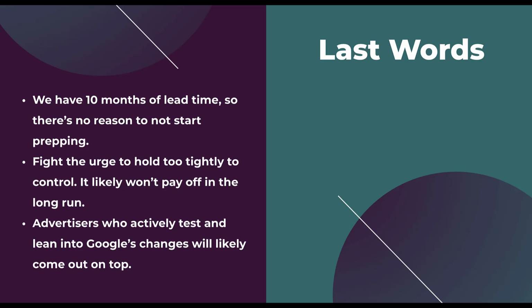There likely is going to be some sort of intervention if people try and hold too tightly to that control, to where you won't be able to pin as many things in as many placements, or you'll have to add multiple more components to your ads to make sure that they're eligible to run. And lastly, just with everything else, advertisers who actively test and lean into Google's changes will likely come out on top. That does not mean to swallow whatever they tell us is a, quote, best practice, unquote, and just accept it as truth. But you do need to make sure that you are trying to take advantage as much as you can of the things that Google is leaning into.